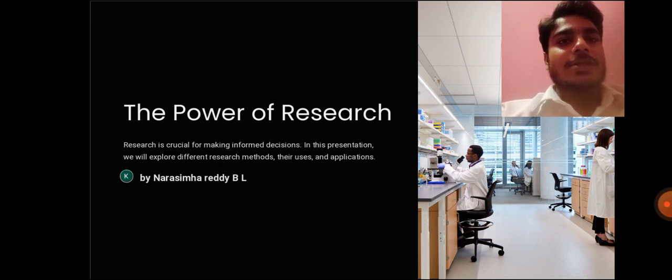Today I'm going to discuss the research methodology subject. Under that, we are going to discuss the power of research. The power of research is critical for making informed decisions. In the presentation, we will explore different research methods, their uses and applications, features, and types of research.